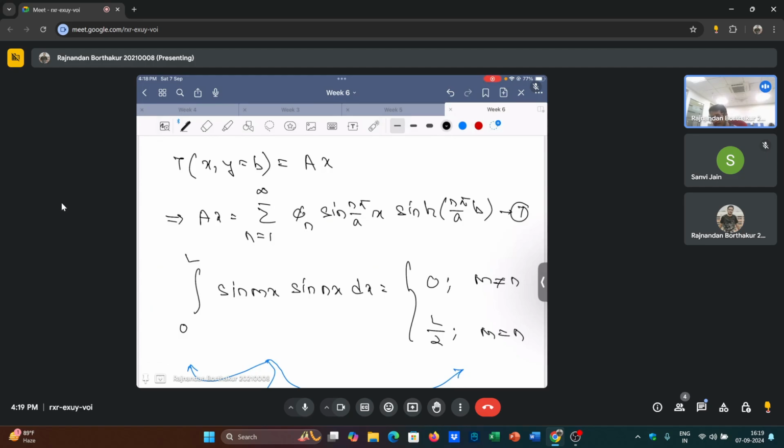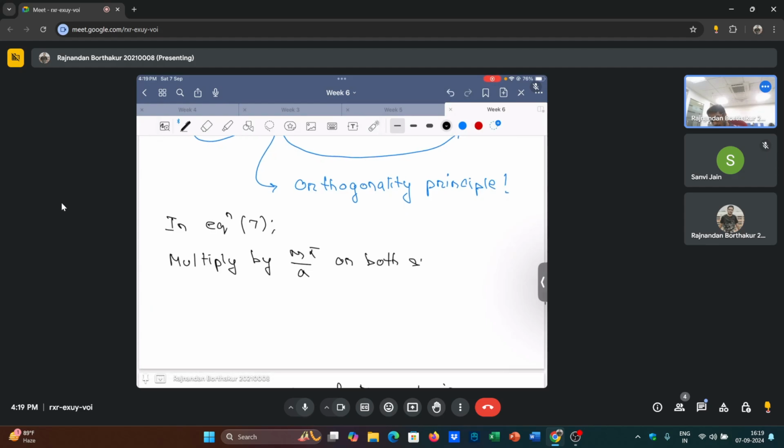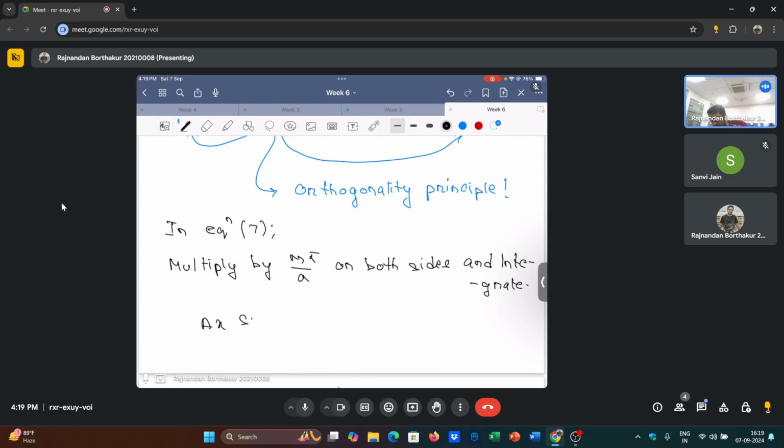Now, in equation 7 we will multiply by sine m pi x by a, where m is just an integer. We multiply on both sides and integrate, such that we can use the orthogonality principle that we just saw. If we do that, we can write this as ax times sine m pi x by a, and we are integrating it.